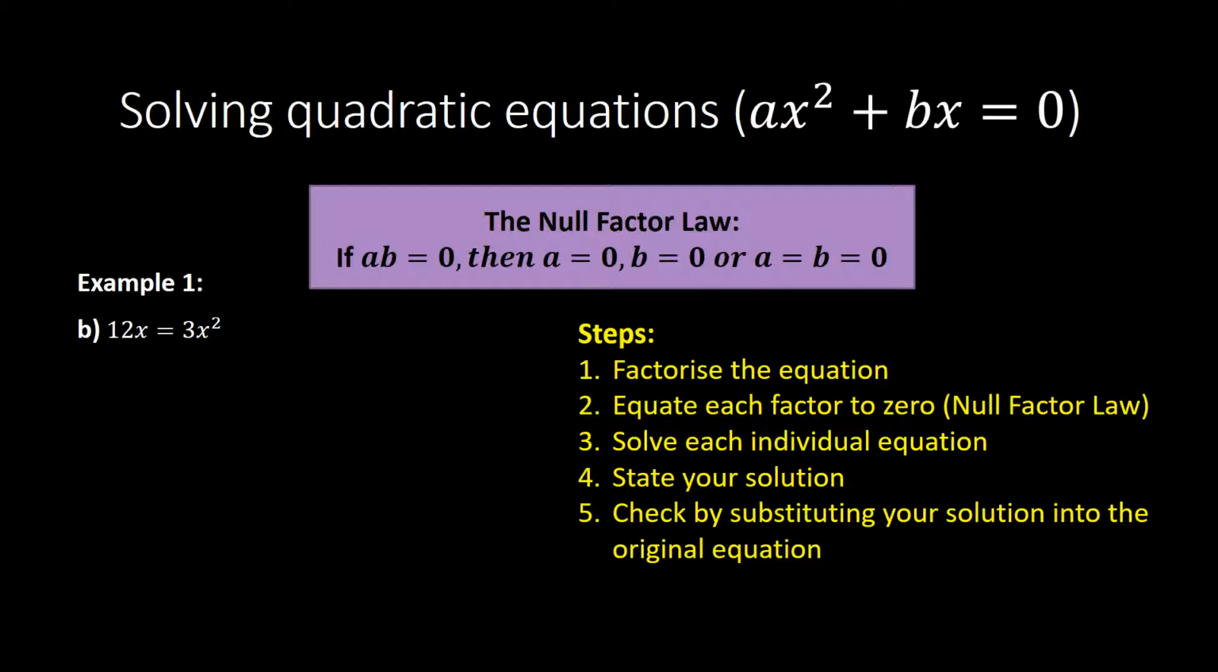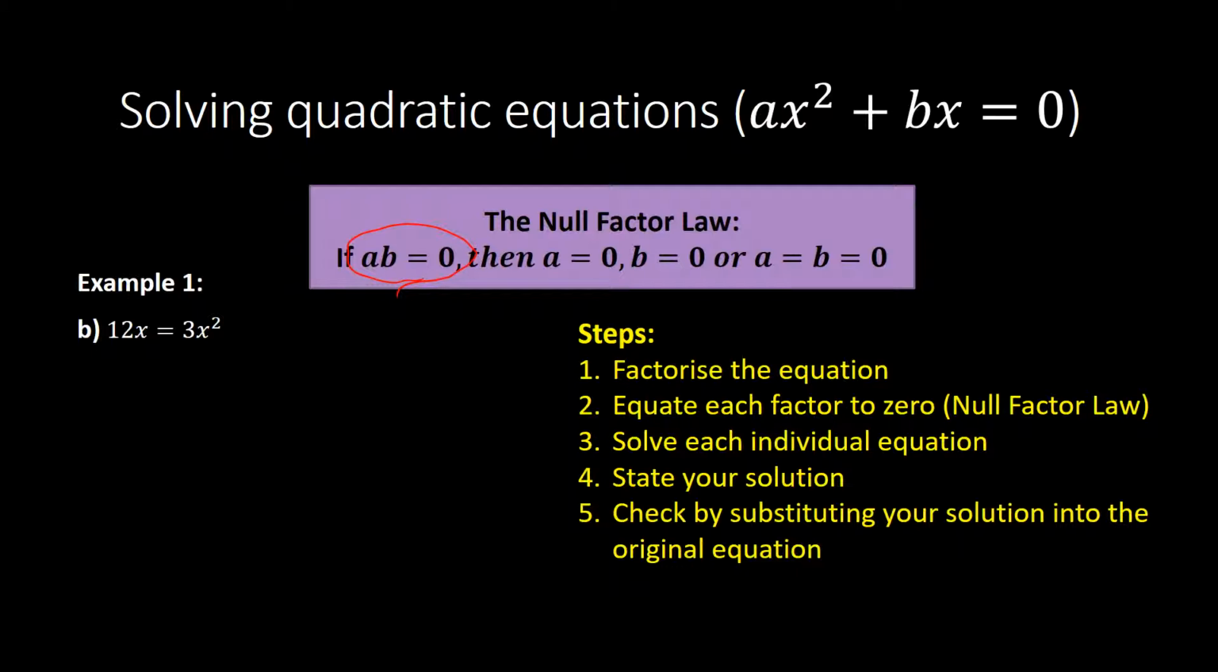Second example. Here we've got 12x is equal to 3x squared. Now, when I look at this, the first thing I think is this does not look like I can use the null factor law, right? The null factor law has to be something multiplied by something is equal to 0. And that's why it's called the null factor law, null meaning 0.